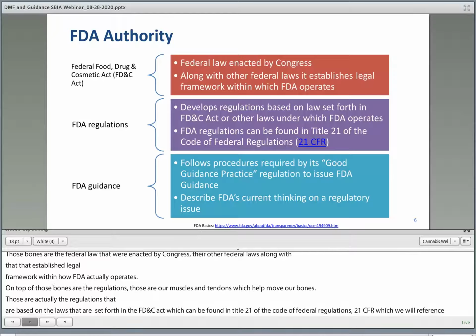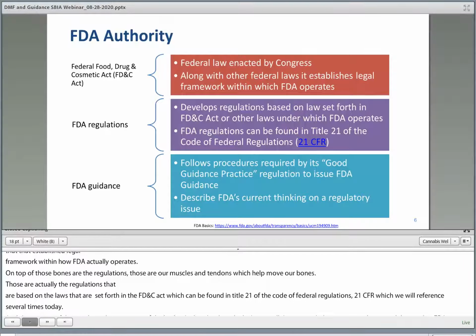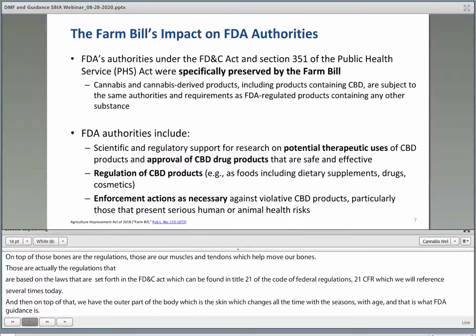And then on top of that, we have the outer part of the body, which is our skin, which changes all the time with the seasons, with age, and that's what FDA guidances are. FDA guidance is something that changes over time, and it's essentially FDA's current thinking on a regulatory issue. And over time, as we learn more, as the science advances, we change and update those guidances.